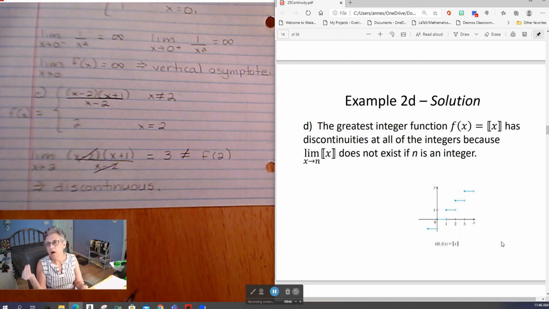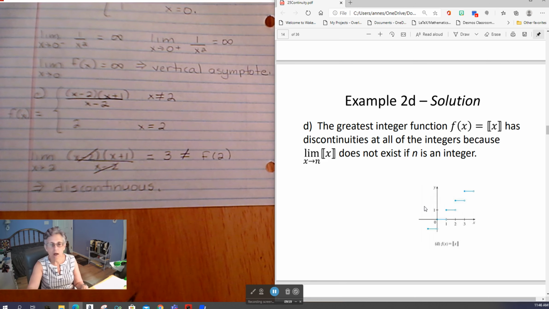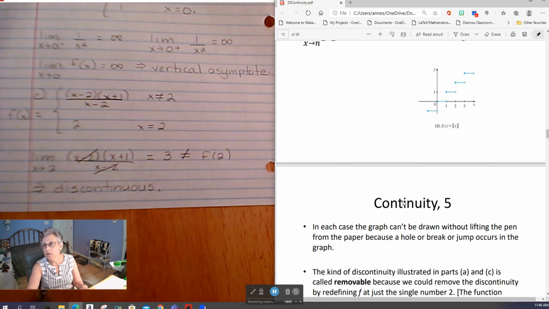So f of 1.5 is 1, f of 1.9 is 1, f of 1.99999 is 1, until you get to 2, and then it becomes 2. So it has discontinuities at every single integer because the limits don't exist at every single integer.